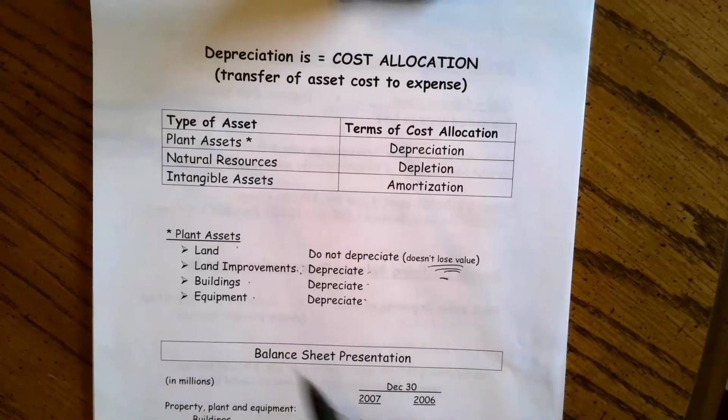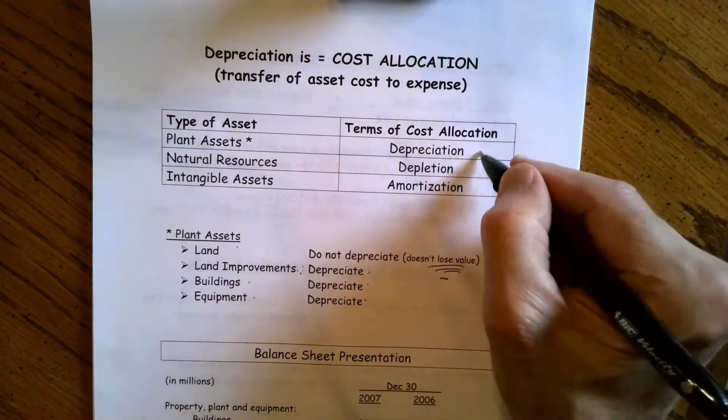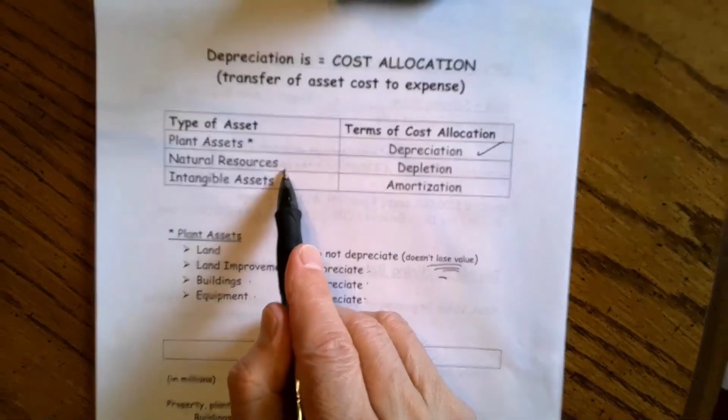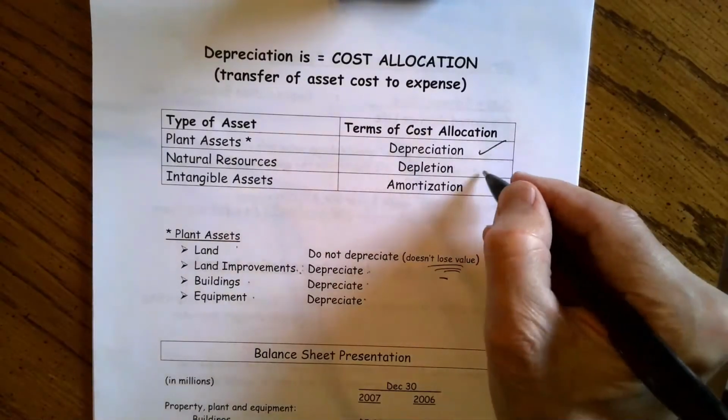The term used to depreciate plant assets is depreciation. If it's a natural resource like a coal mine, same concept, but we call it depletion.